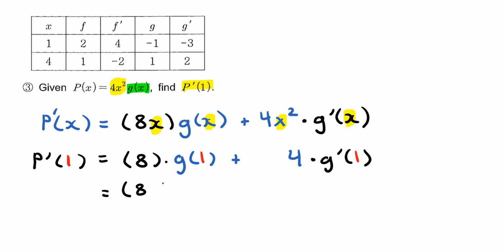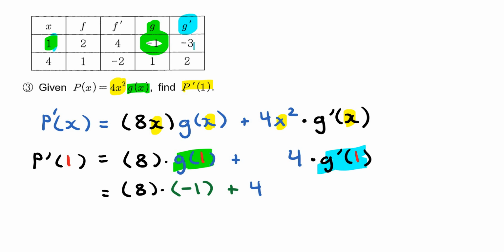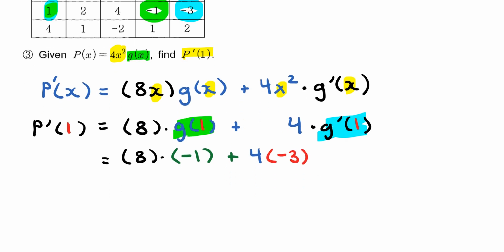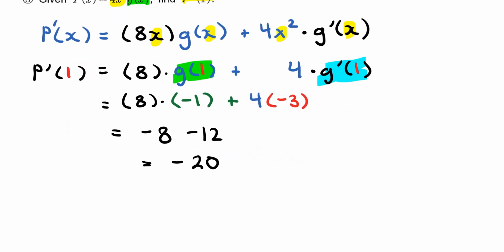This will be 8 times. Now, what is g of 1 on the table, right? So here's g, here's 1. G of 1 will be negative 1. So g of 1 is negative 1 plus, and then we have a 4 now. And then what is g prime of 1? Well, here's g prime, there's the 1, so g prime of 1 is going to be negative 3. Okay, so if we keep on going here, I guess we have negative 8 here, and then minus 12, and this will be negative 20. Okay, let's keep on going here.